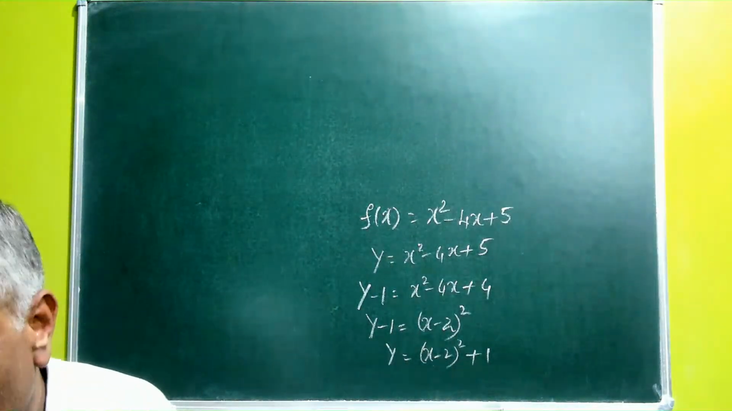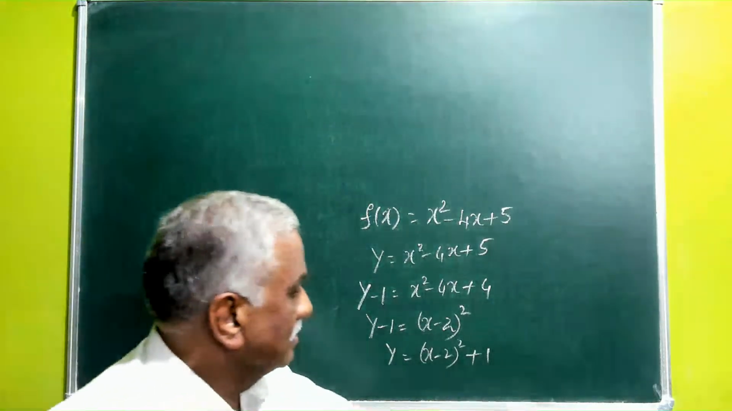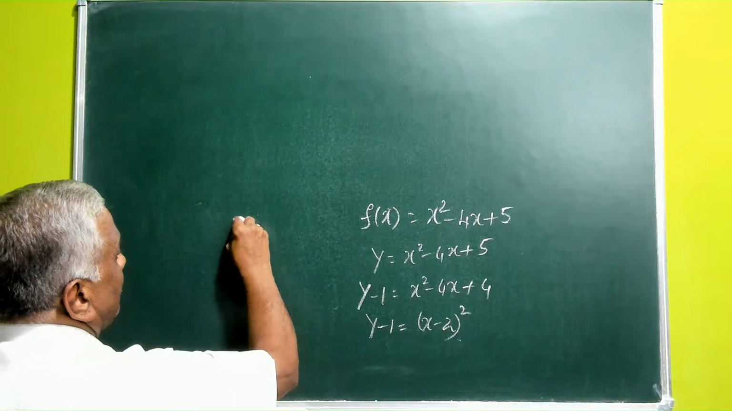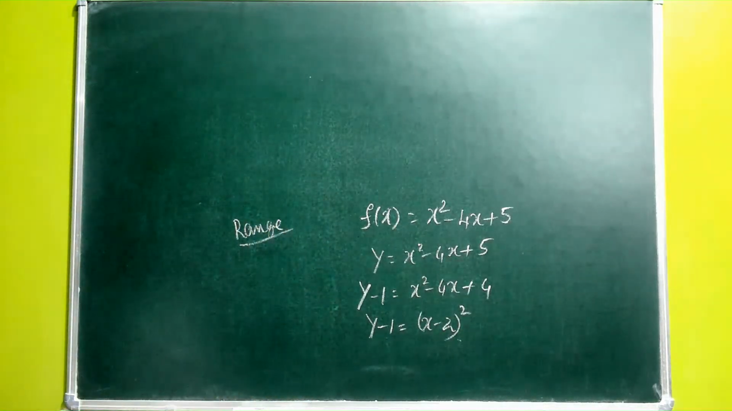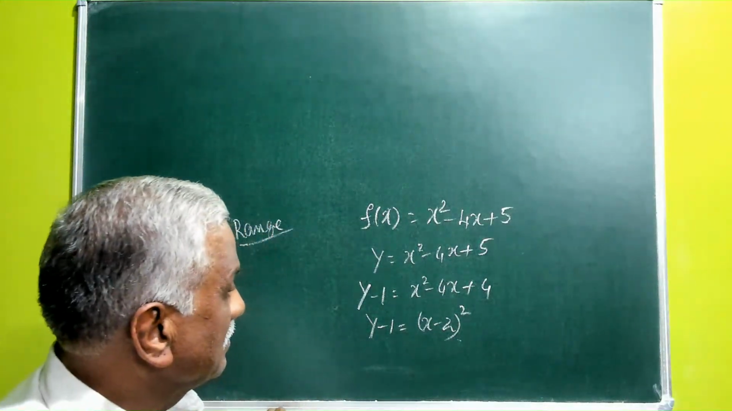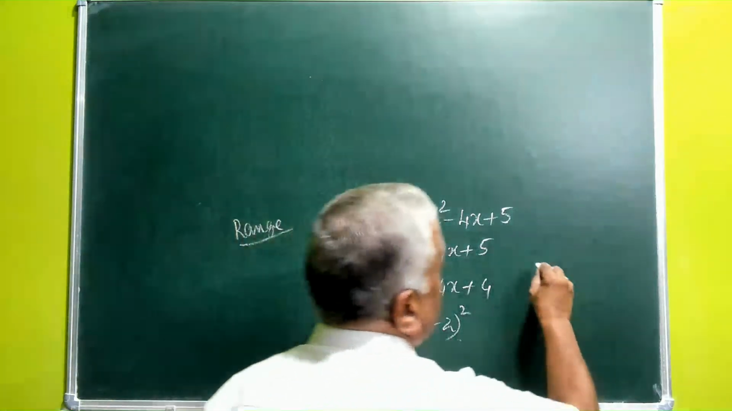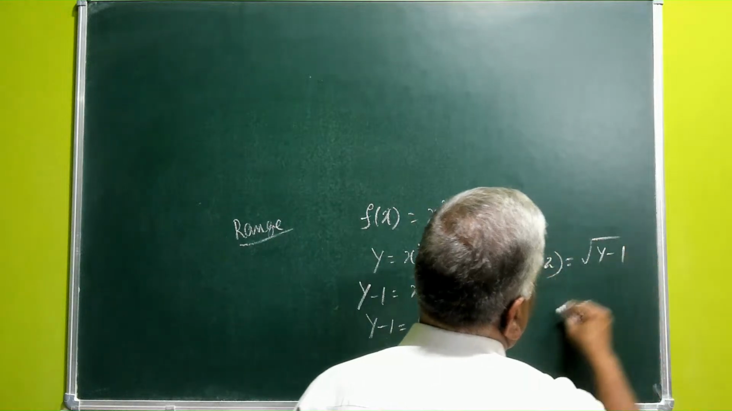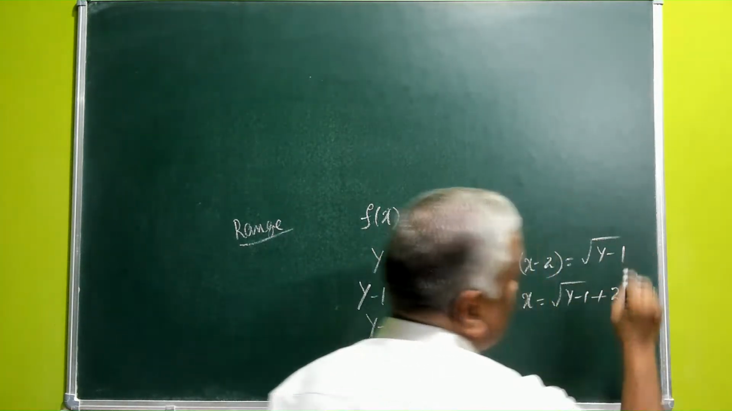So what is the possibility? The most important thing is, here the problem is not domain, it is range. For domain, you are finding the value of y. For range, you have to find the value of x. So y minus 1 is x minus 2 whole square, or x minus 2 is equal to root of y minus 1, or x is equal to root of y minus 1 plus 2.